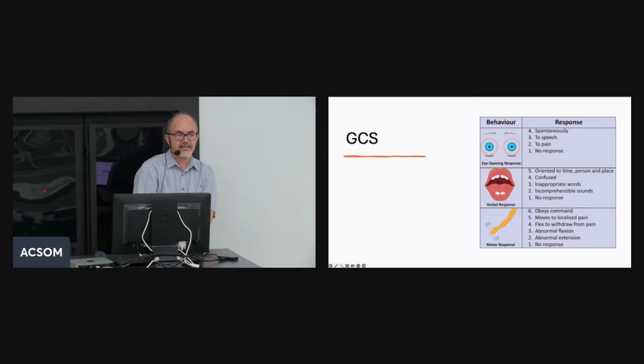This GCS will come handy for you for the rest of your career. Memorize it. It applies to trauma mostly, but now more and more people are even using it in status epilepticus and in other causes of altered mental status. But it was primarily designed for trauma.